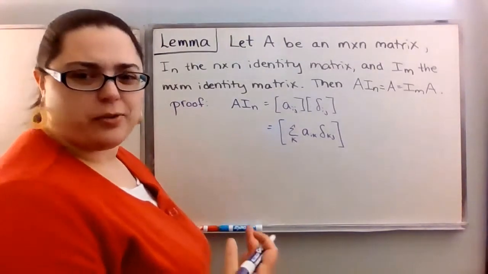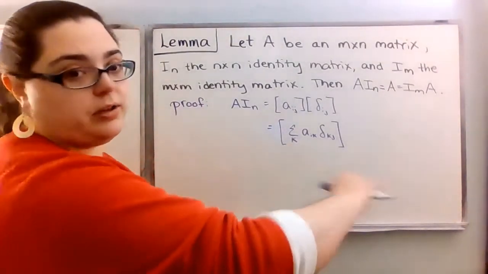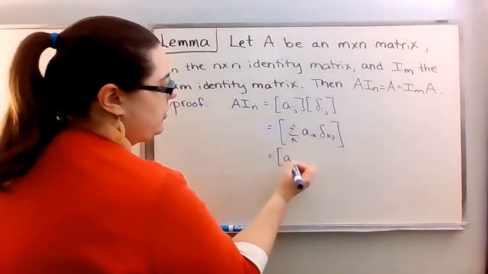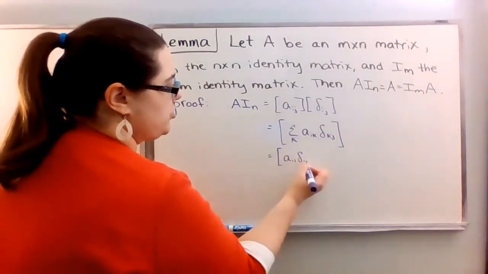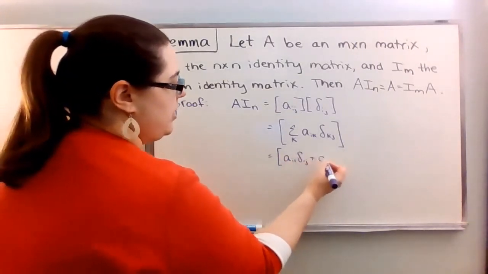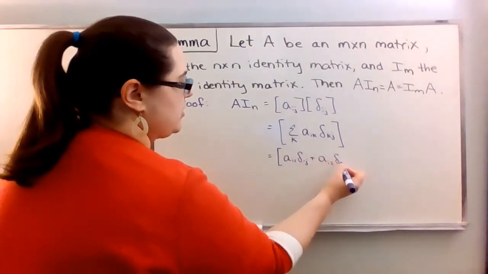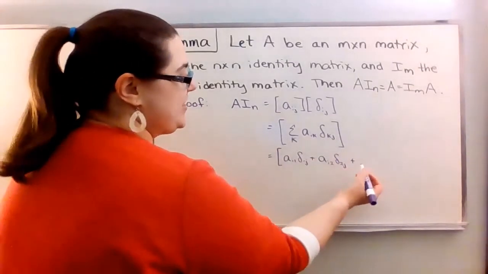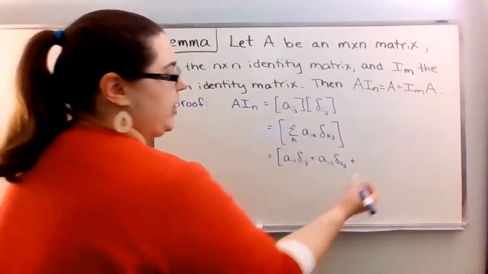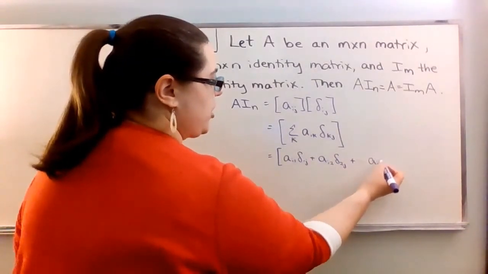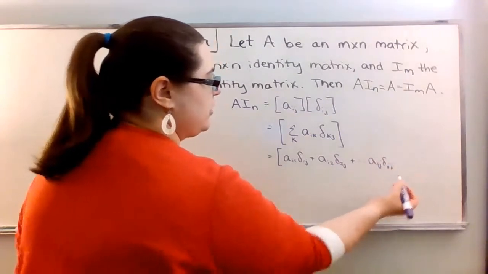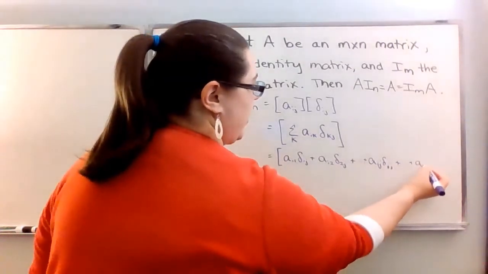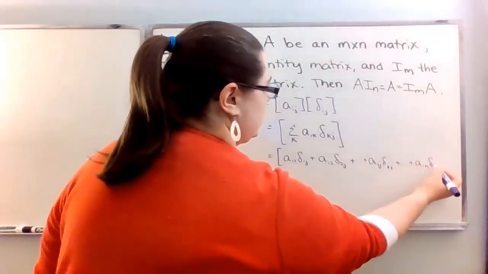Now to help us see what's going on here, I'm going to expand this sum. So this is going to be Ai1 delta 1j plus Ai2 delta 2j, plus, and we're going to go up to Aij delta jj. And then we're going to go up to the very end, which is Ain delta nj.